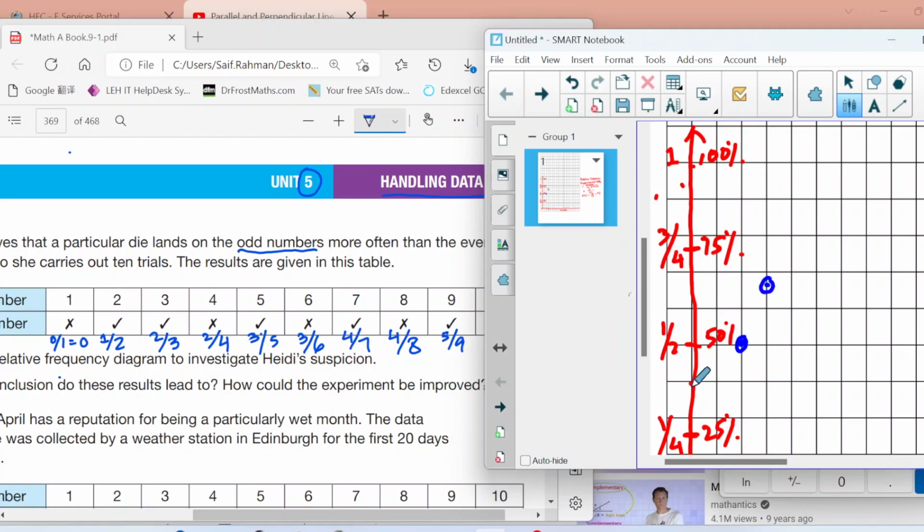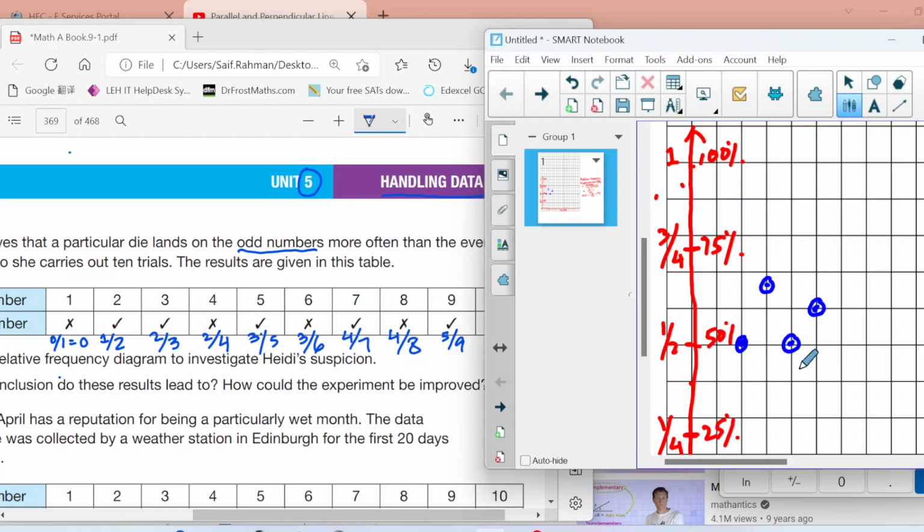And for the fourth one, it was 2 by 4. 2 by 4 is 1 by 2. Again, for the fourth one, the probability comes back to 50%. And for the fifth trial, it is 3 by 5. 3 over 5 is 6 over 10, you can call it 60%. So this is 60%. And the seventh one was 4 out of 7.